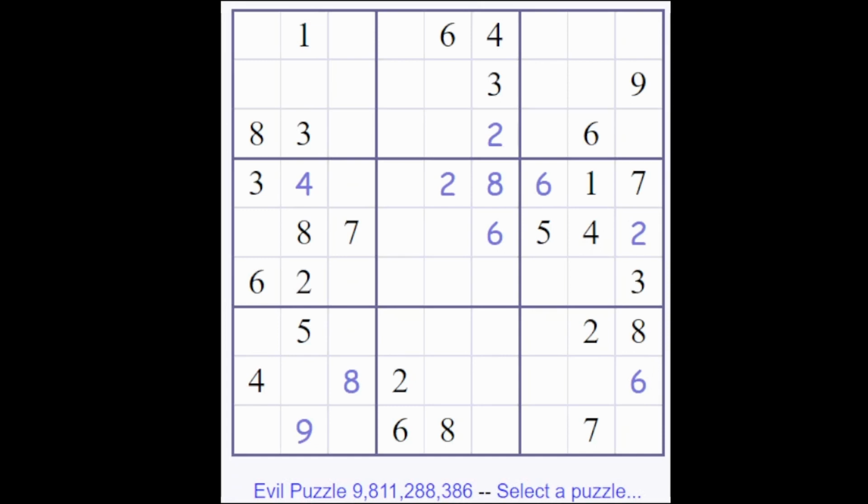Now we just need a 1, 5, and a 4 to complete this column. Well, there's a 1 and a 4 in the top row, so clearly this cell must be a 5. Now we need to find a 1 and a 4 to complete the column.